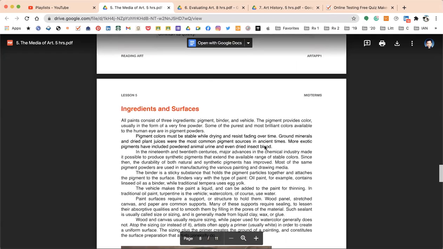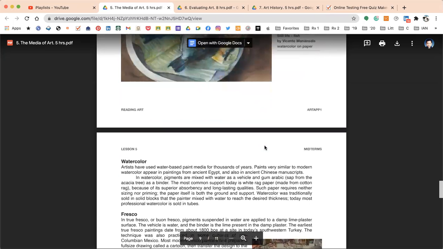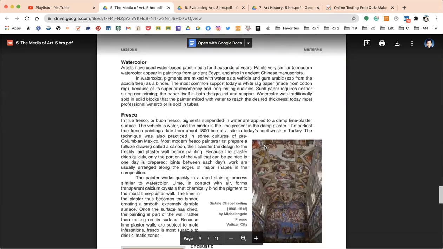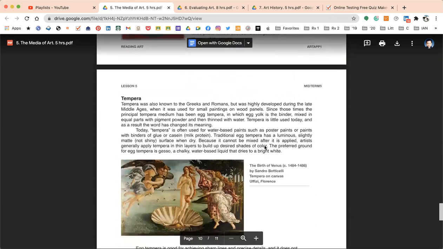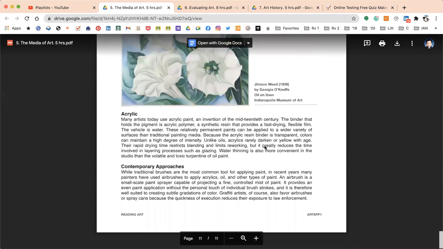We also discussed ingredients and surfaces. It was part of your asynchronous session for the most part. We talked about pigment, binder, and vehicle, which are the different ingredients that we need when we're going to make art. Some of the most well-known media are watercolor, fresco, encaustic, tempera, oil, and of course acrylic, sorry.